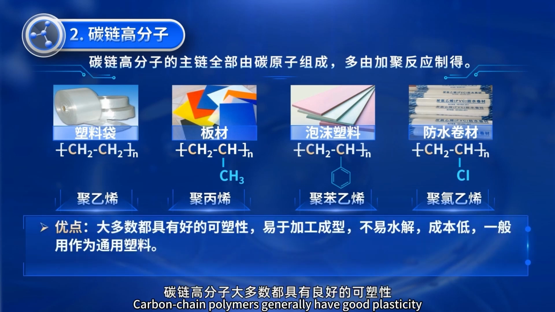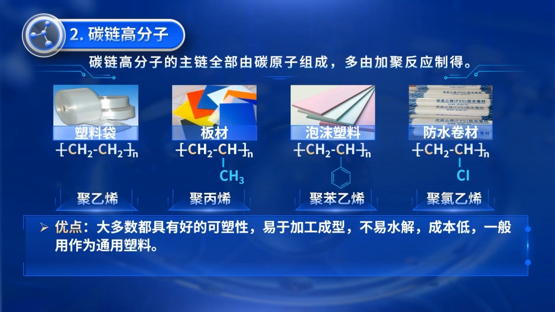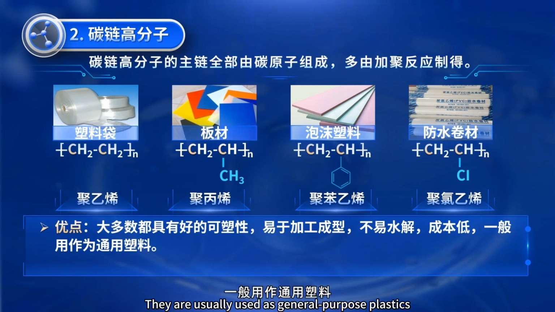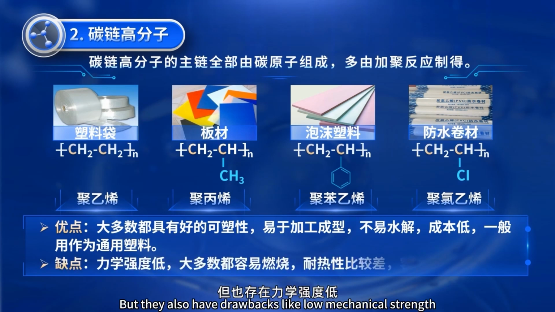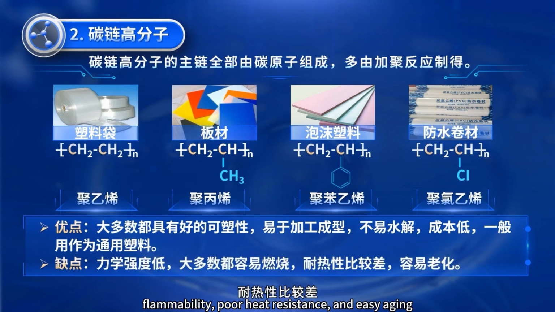Carbon chain polymers generally have good plasticity, are easy to process and shape, are not easily hydrolyzed, and have low costs. They are usually used as general-purpose plastics. But they also have drawbacks like low mechanical strength, flammability, poor heat resistance, and easy aging.